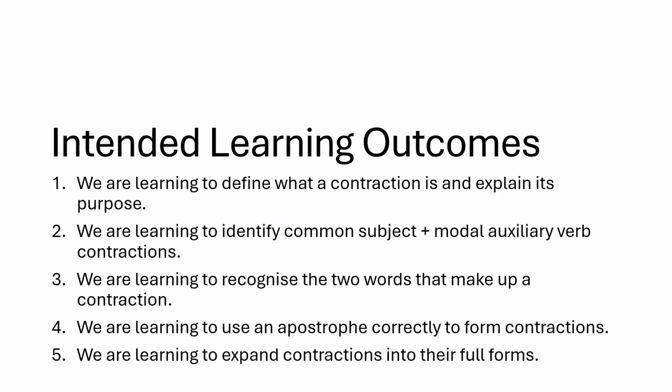There are 5 intended learning outcomes to achieve by the end of the lesson. 1. We are learning to define what a contraction is and explain its purpose. 2. We are learning to identify common subject plus modal auxiliary verb contractions. 3. We are learning to recognise the 2 words that make up a contraction. 4. We are learning to use an apostrophe correctly to form contractions. 5. We are learning to expand contractions into their full forms.